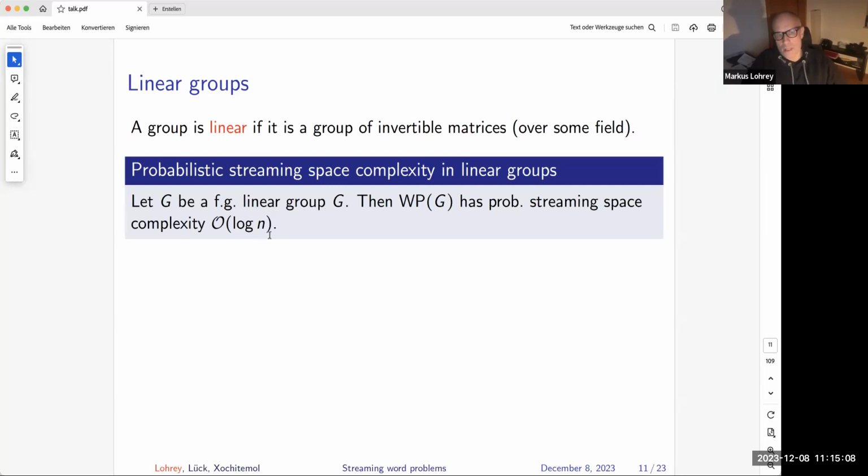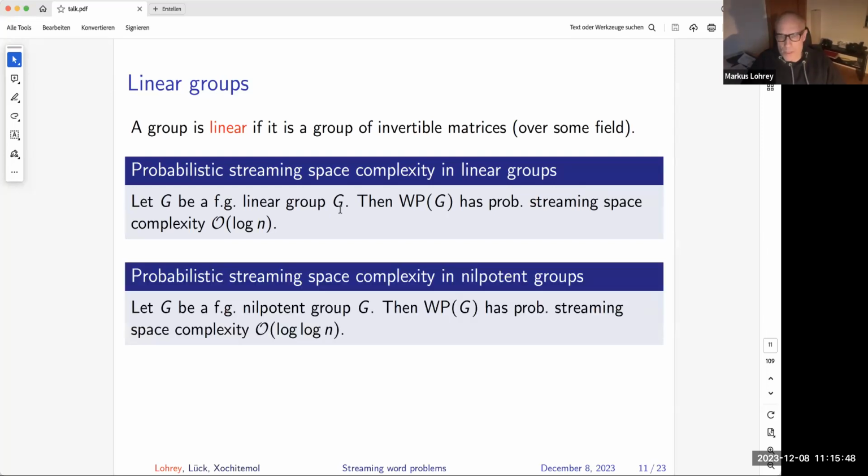Basically, to show this, you use the algorithm of Lipton and Zalcstein. They gave an algorithm working in logarithmic space on a Turing machine for the word problem of a finitely generated linear group. And you can easily make a streaming algorithm out of it. But for this, you have to guess prime numbers again. You take the Lipton-Zalcstein algorithm, and it makes something for all prime numbers up to a certain length. Instead of doing that, you randomly guess a prime number and make all computations modulo this prime number.